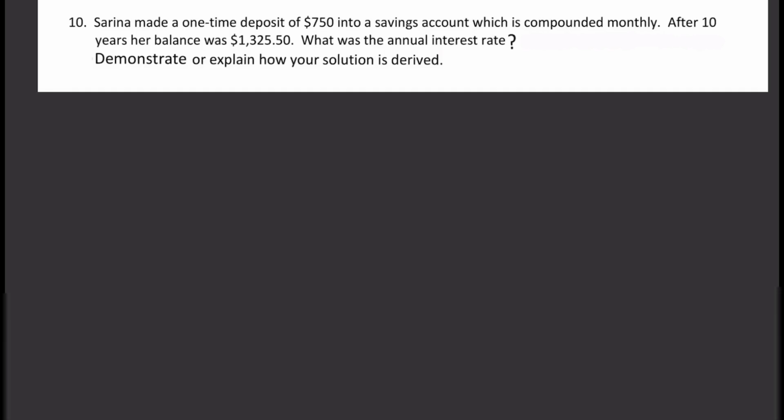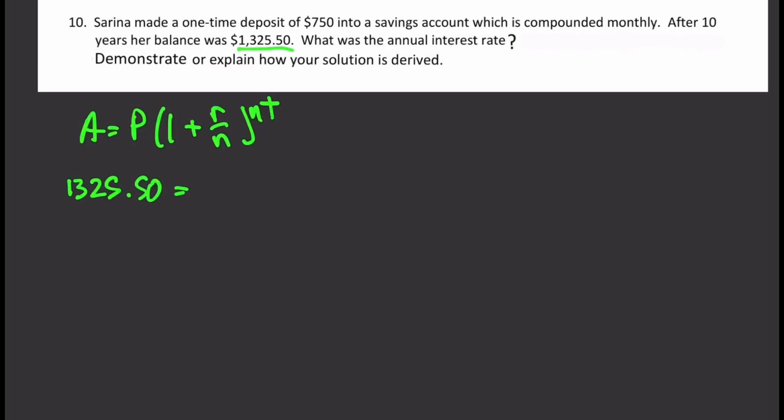So this formula right here, A equals P times 1 plus R over N to the NT. And our end amount is 1325.50. Our initial amount was our deposit, $750. 1 plus, now I'm looking for R. What is the annual interest rate? I don't know. Compounded monthly, N is 12, and it says 10 years, that's 10. So the goal here is to get R by itself.